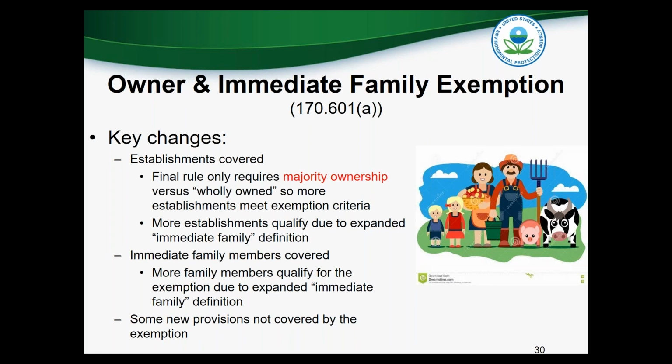Obviously this increases the number of establishments that would qualify for the exemption. And also because we expanded the definition of immediate family, more establishments already qualify by that means, because we've expanded the number of relationships that are covered by the immediate family.